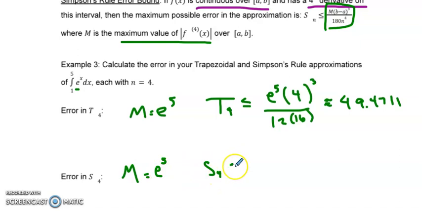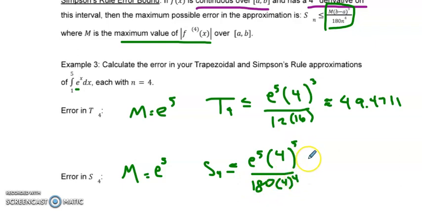Then Simpson's error with 4 partitions is going to be e to the 5th, and then I need b minus a, which is 4, 5 minus 1, raised to the 5th, and then in my denominator I'll have 180, and then I need 4 raised to the 4th. And when I put that all in my calculator, I'm going to get 3.298.